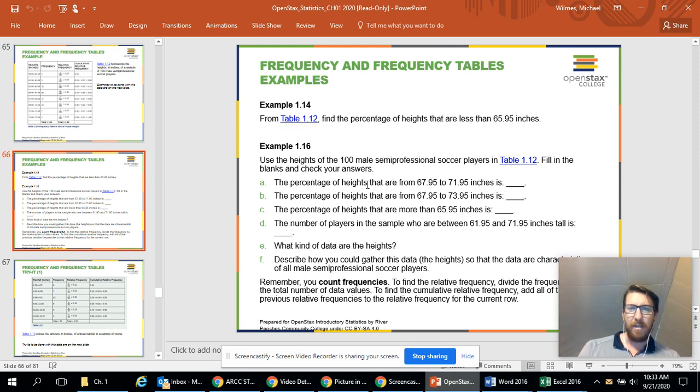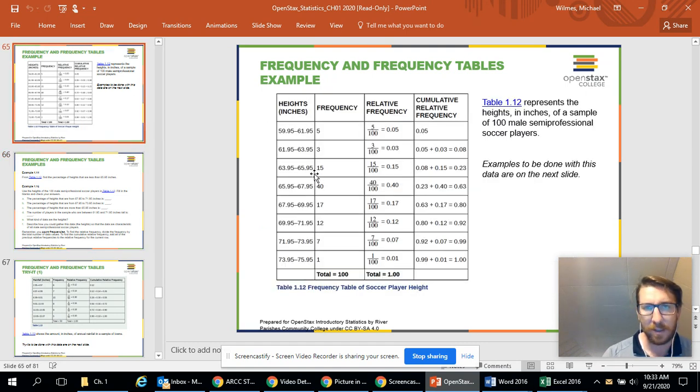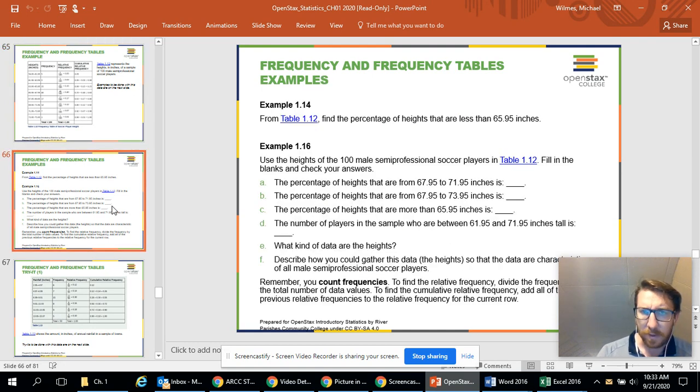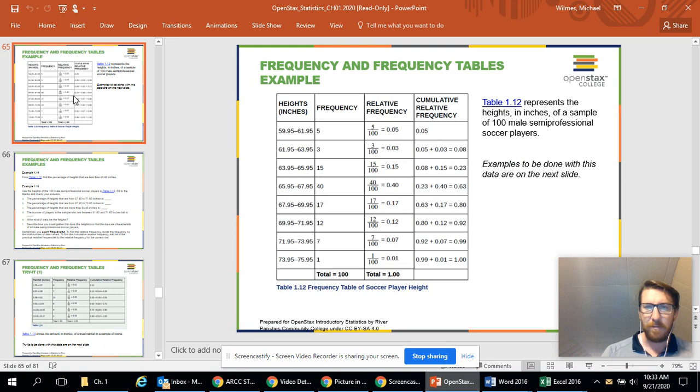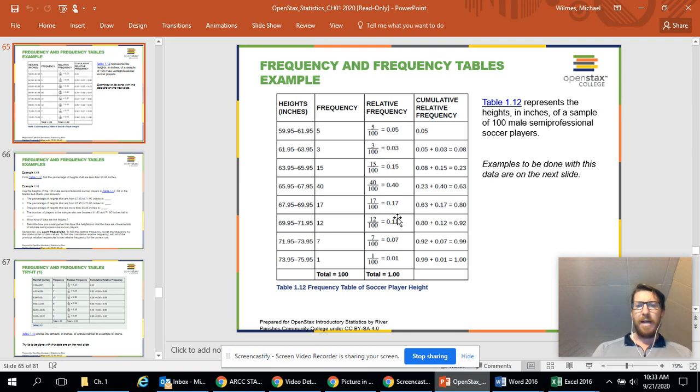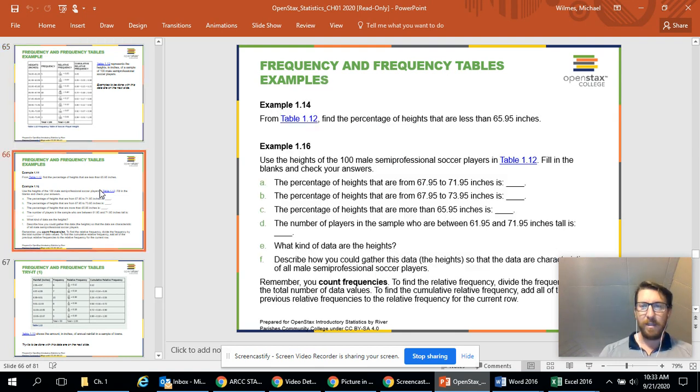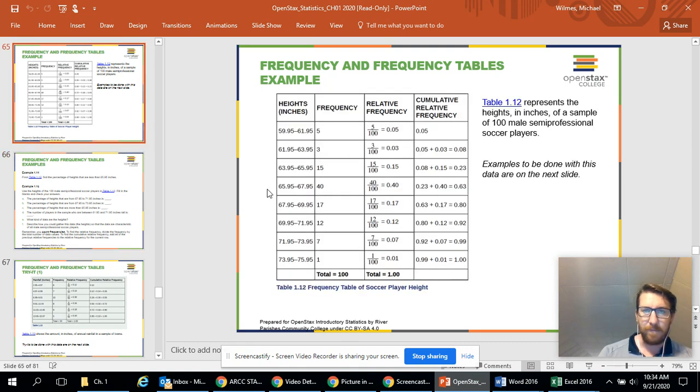Next one, use that table again. The percentage of heights that are between 67.95 and 71.95. All right, so 67.95 to 71.95. So we're looking here to here. So 17% and 12%, adding that together is what, 29%? There we go, 29% percentage of heights between 67 and 73.